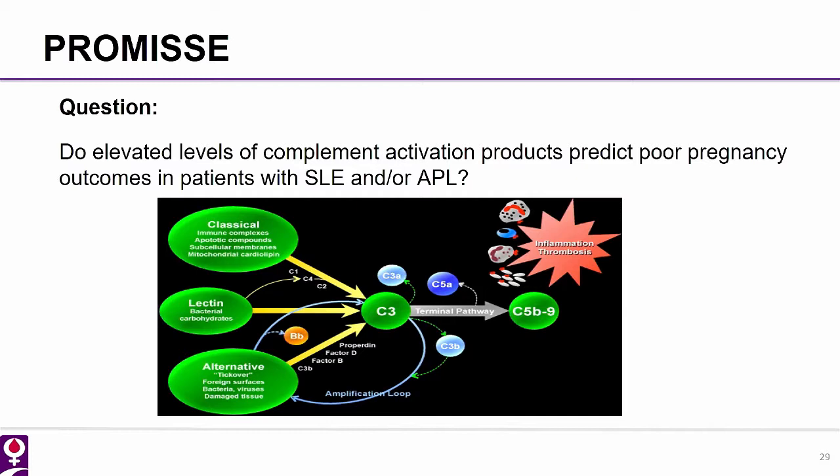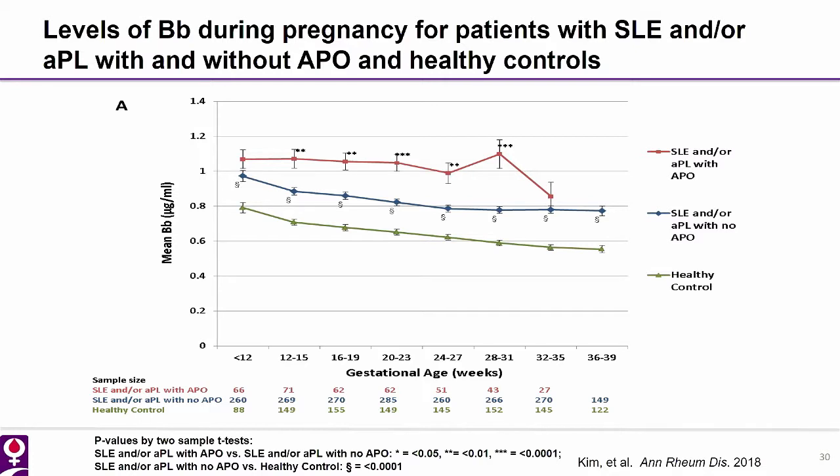One of the questions to ask and answer is, do elevated levels of complement activation predict poor pregnancy outcomes in people with lupus or with antiphospholipid antibodies? So here are data regarding BB, and the red line at the top is mean BB levels in patients that had either lupus or antiphospholipid antibodies and went on to have adverse pregnancy outcomes, including, and we had definitions for this as a part of our grant, fetal demise, otherwise unexplained fetal death, preeclampsia, placental insufficiency requiring early delivery, and so forth.